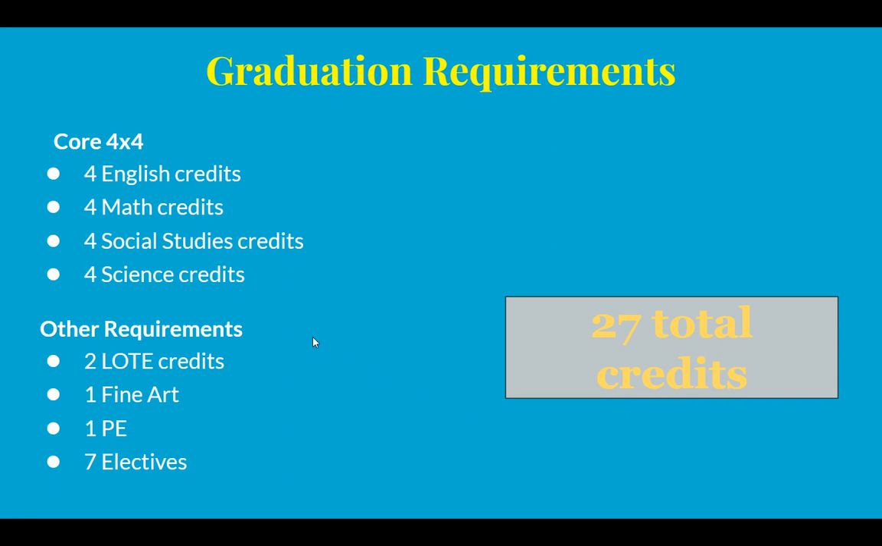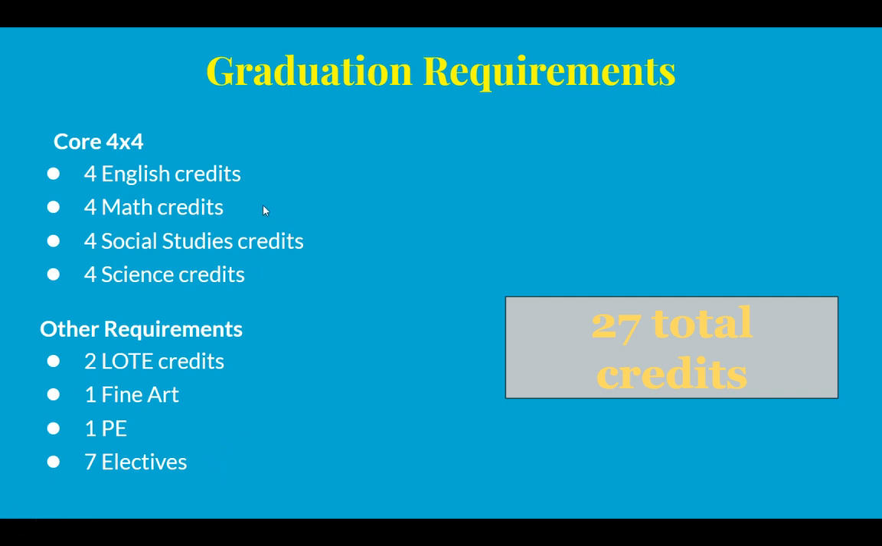So your counselors are coming into your classrooms to help you get signed up. Make sure this is more important than ever because next year is the last year you can finish your credits. You need to make sure these are accounted for. You need to make sure you have 4 credits in each of the core subjects. You need to make sure you have 2 credits in the same language. You need 1 year of fine art, 1 year of PE, and then 7 other elective credits.